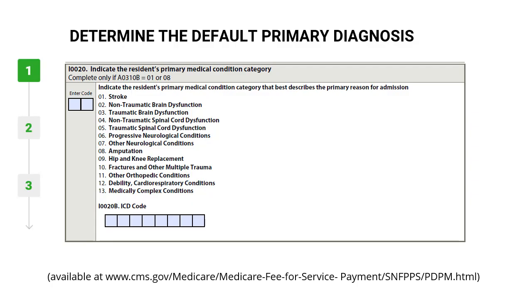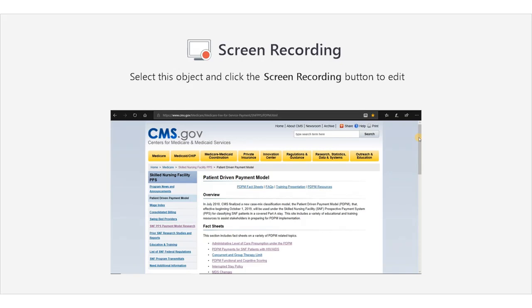The first step to find the PT and OT case mix group is to determine the patient's default primary diagnosis clinical category using the ICD-10 code recorded in item I-20B. To determine the default PDPM clinical category, refer to the CMS PDPM ICD-10 mapping tool, which maps a patient's primary diagnosis as recorded in MDS item I-20B to the 10 PDPM primary diagnosis clinical categories.